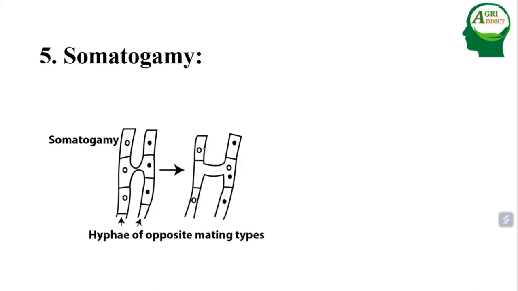What is somatogamy? Somatic means compatible vegetative cell. So if there is a fusion between compatible somatic hyphae, then we call it as somatogamy.